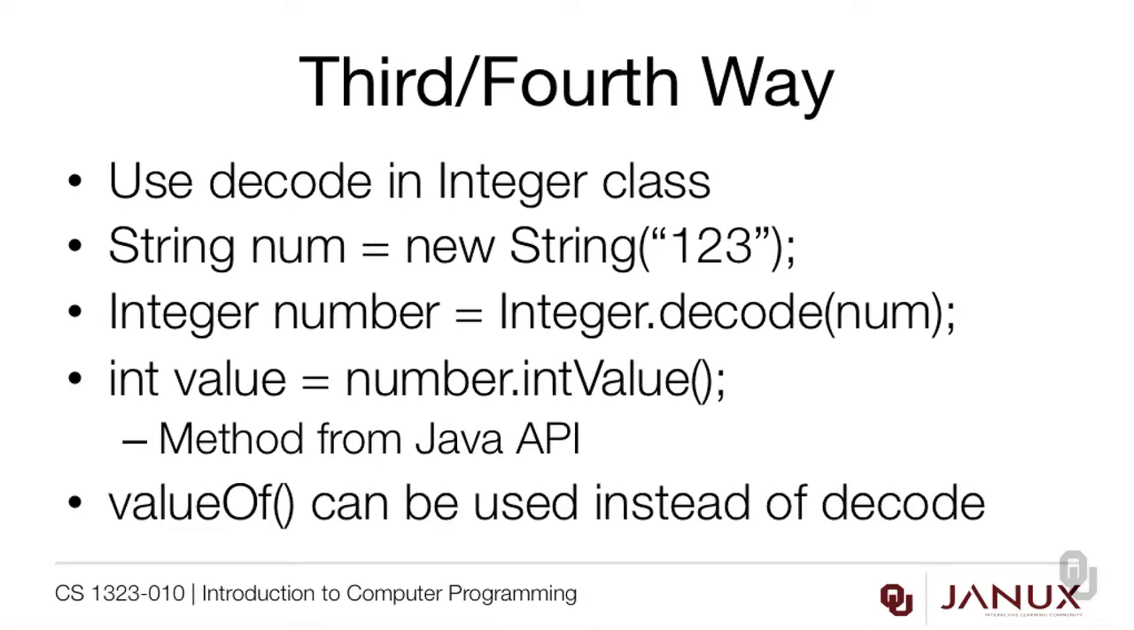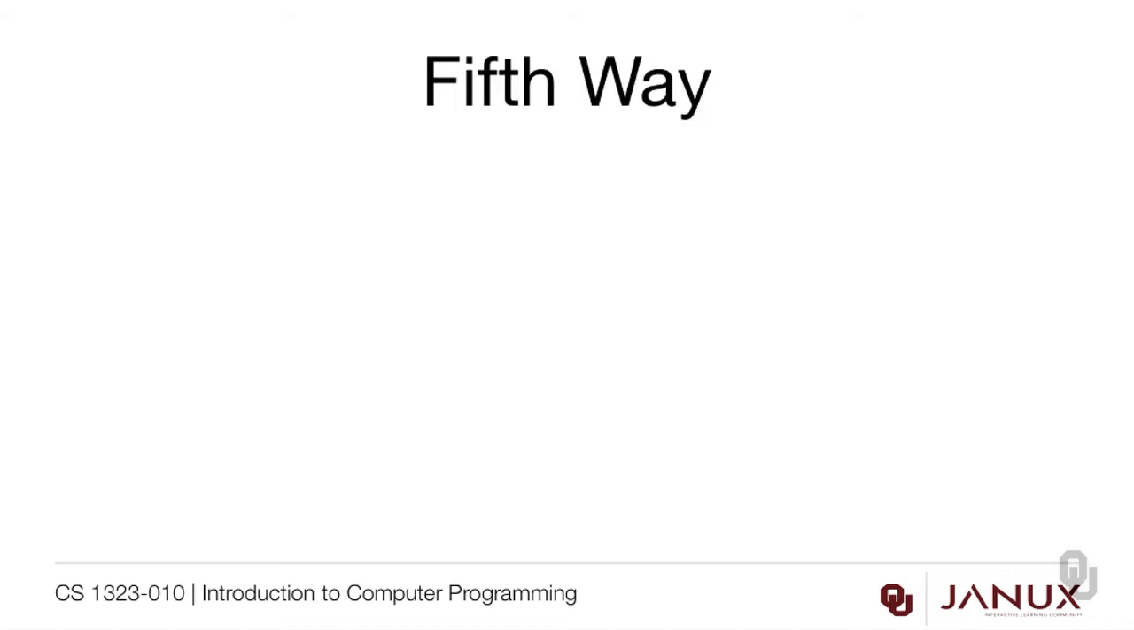You can read about that more in the API. Now, as far as the fourth way, it is exactly like the third except for one thing. There is another method in the Integer class called valueOf, and you can use that instead of decode. Other than that, it works exactly the same way. Now, you might think it's kind of weird that we have so many different methods that do kind of the same thing, but they have different purposes and they're used for different things. As you program more, this will make more and more sense. For right now, it's great to know one way to do things.